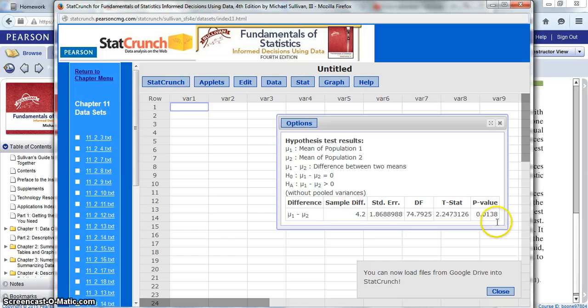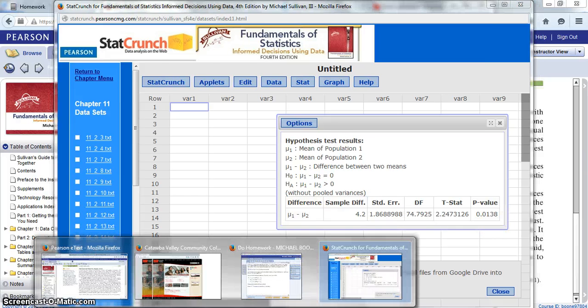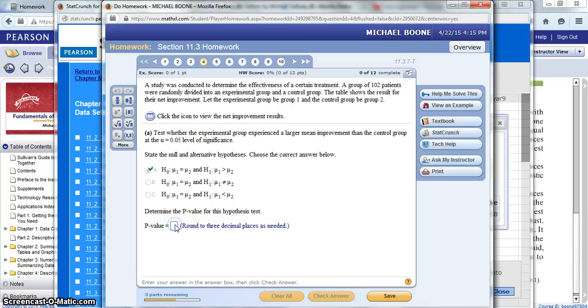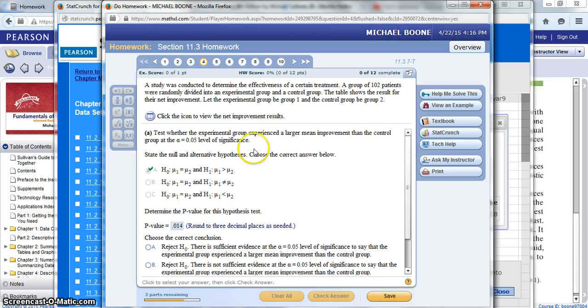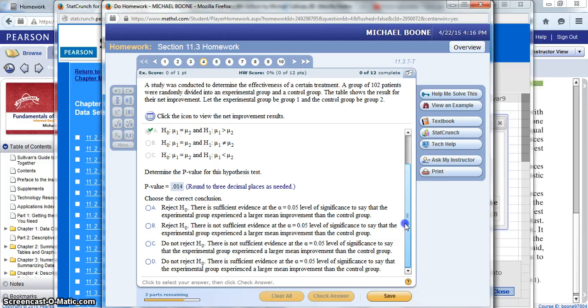So we get a p-value of 0.0138. That would be 0.014 rounded to 3 decimal places. We will continue. So do I reject or fail to reject? It told me that alpha, my level of significance, is 0.05. My p-value is lower than that, so if the p is low, the null has got to go. We reject the null hypothesis. There is sufficient evidence. So we are choosing this one.